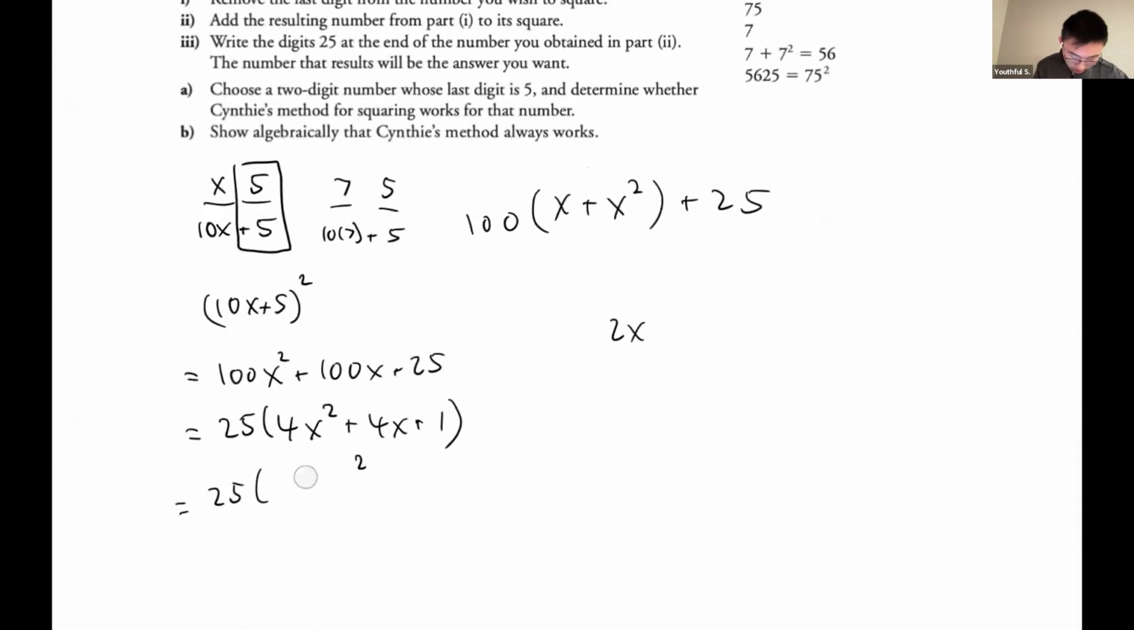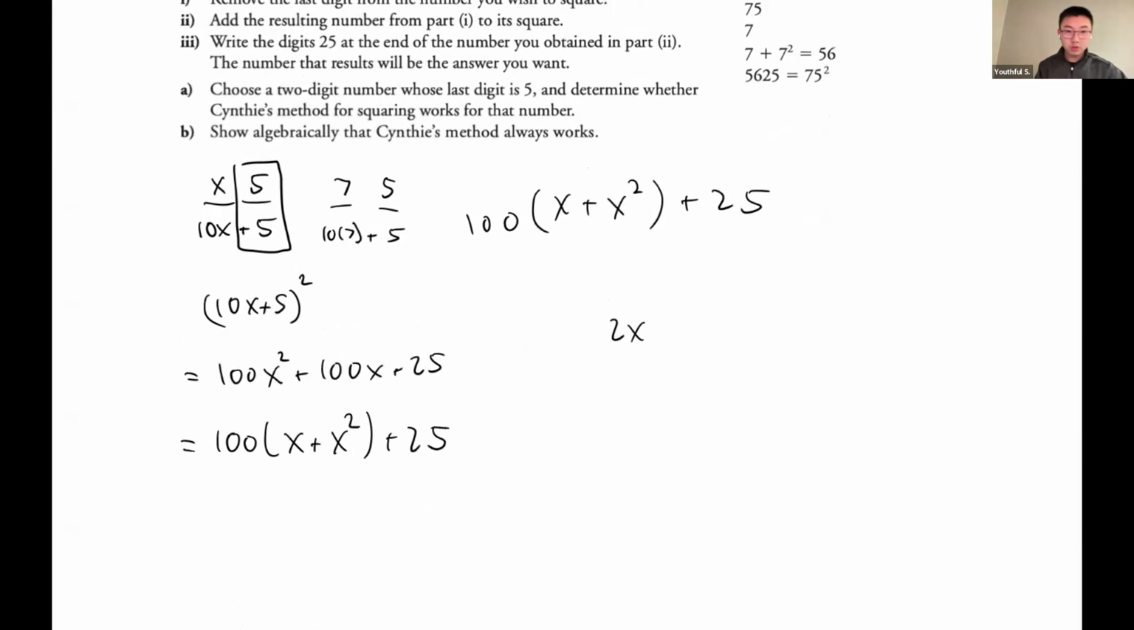Oh, okay. So I think I was supposed to factor it differently. So I should factor out the 100. Oh, and then plus 25. Okay, so you can factor this differently to get this result, which is basically what Cynthia's doing algebraically. Okay, I see. So they just want you to factor in a specific way. Yeah, that's pretty much it.